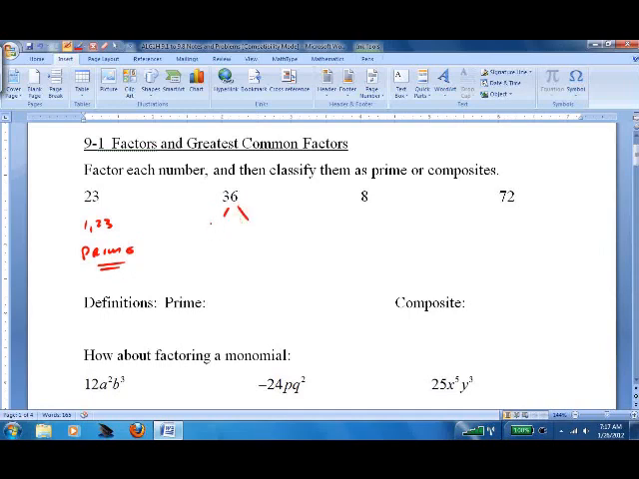36, we build our tree, and hopefully this is a review for most of you. So we say the prime factors are 2, 2, 3, and 3. Sometimes it's written with multiplications. I don't really care. So 8 is 4 and 2.